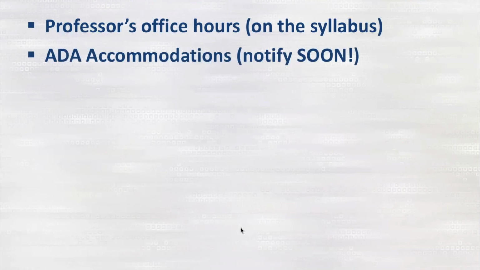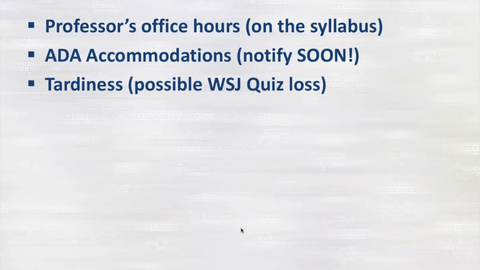Okay, let's just go over the important takeaways that you got from this video and the previous video. Number 1, you now know where to find your professor's office hours. That's on the syllabus, and you can always email for another appointment if those hours don't work for you. If you do have accommodations for any sort of documented disability, please notify your professor as soon as possible.